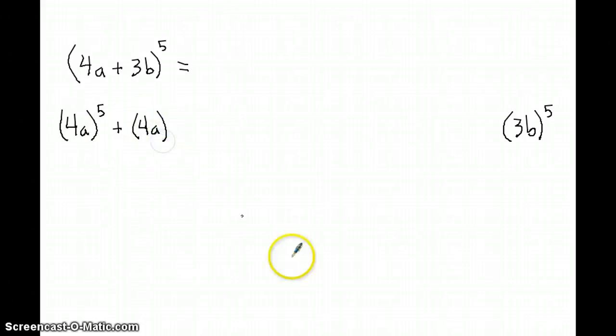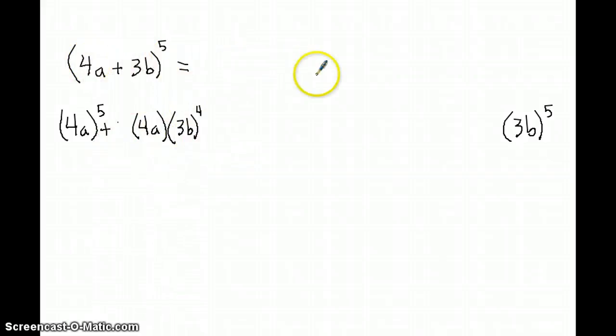Whoops, I left off space for my coefficient here. Plus some number of 4a, 3b to the 4th. And see, now I've got a little bit of a mess here because I've got all that other stuff in here. But it's not impossible, and it's a lot better than actually trying to write this out and FOIL it 5 different times, because after the first one, it gets really messy.